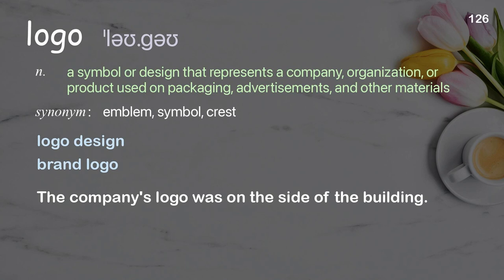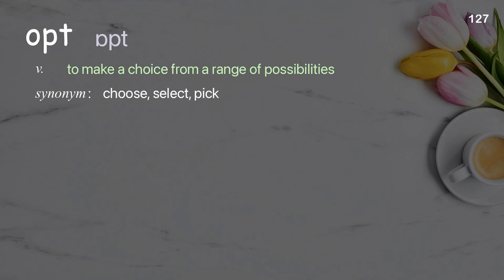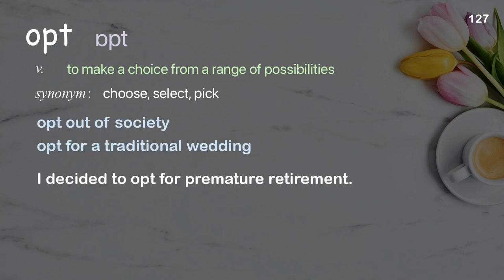Opt. To make a choice from a range of possibilities. Examples: opt out of society. Opt for a traditional wedding. I decided to opt for premature retirement.